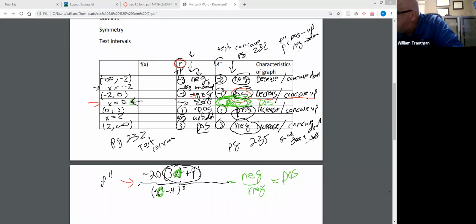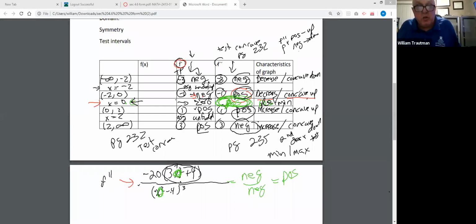This determines whether it's a minimum or maximum. The second derivative test determines if that point is a minimum or maximum. We got a positive for that number. A positive is a relative minimum. If the second derivative is greater than 0, if the second derivative is positive, we have a relative minimum at that point.